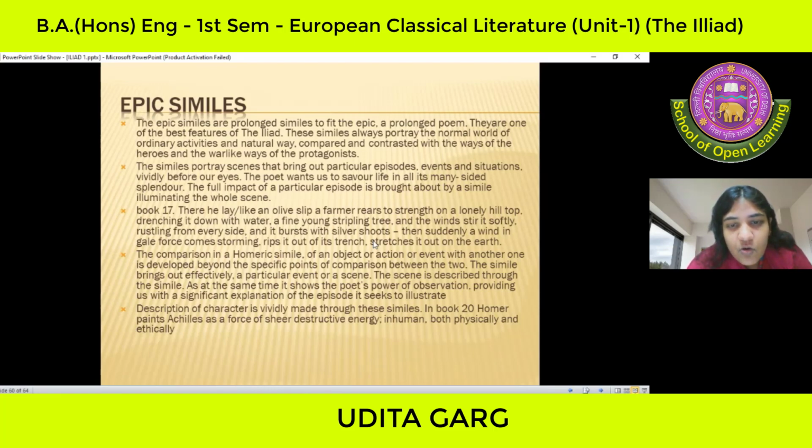Now, the comparison in a Homeric simile of an object or action or event with another one is developed beyond the specific points of comparison between the two. Right? So we saw that this is not only ending with "there he lay like an olive slip, a farmer rears to strength." Like an olive slip is not the final simile that we see here. It is an extended simile. It is developed beyond this specific point of comparison, which is just an olive slip.